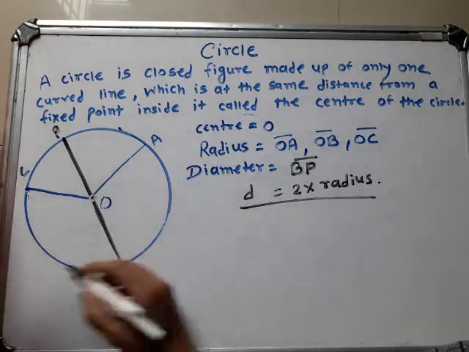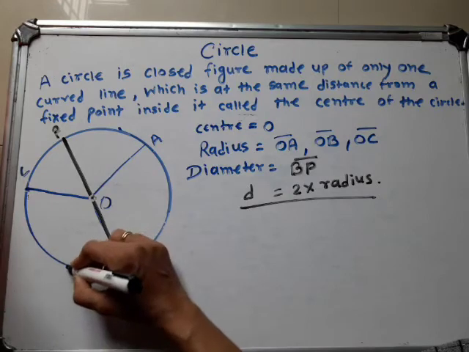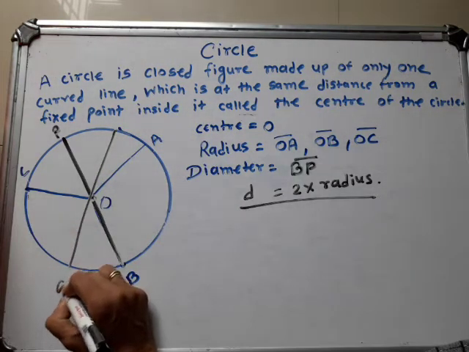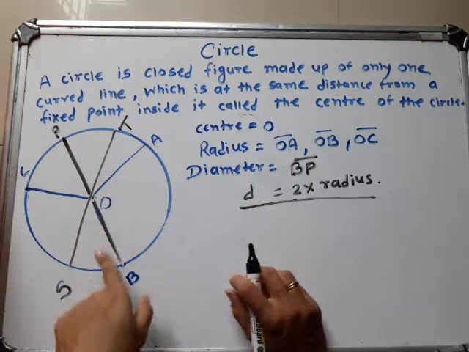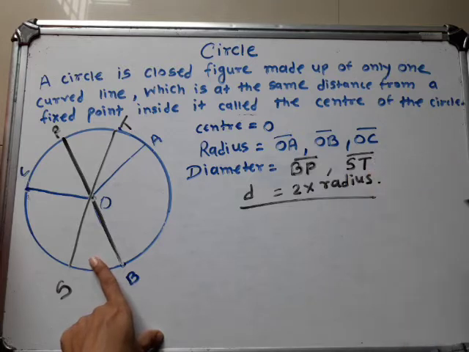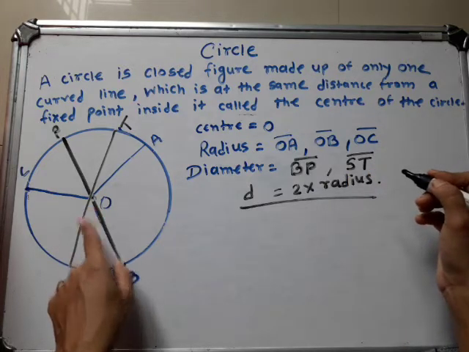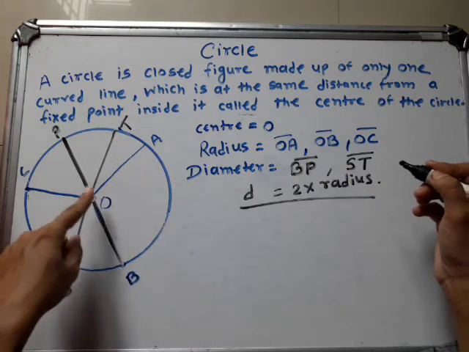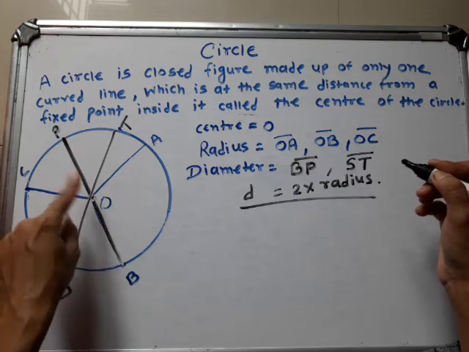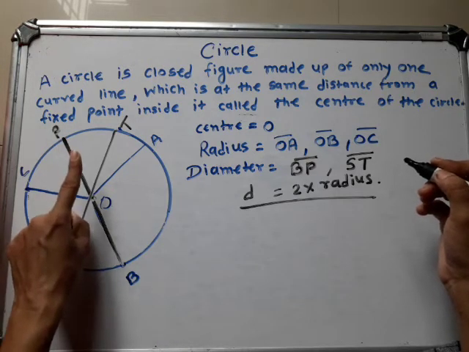Again, suppose we take one more line, named ST. Again this is diameter ST. This is a line segment. You remember this: a diameter passes through the center. जो लाइन पास होगी सेंटर से उसे ही हम डायमीटर बोलेंगे.